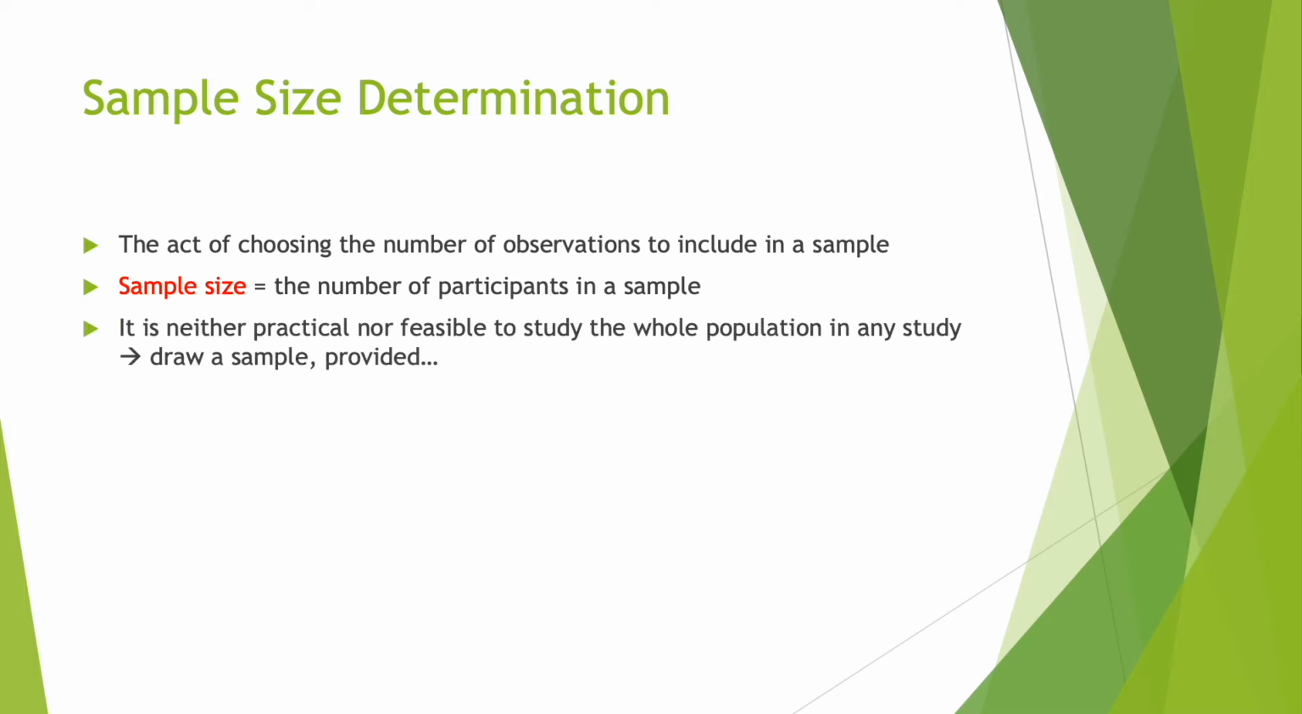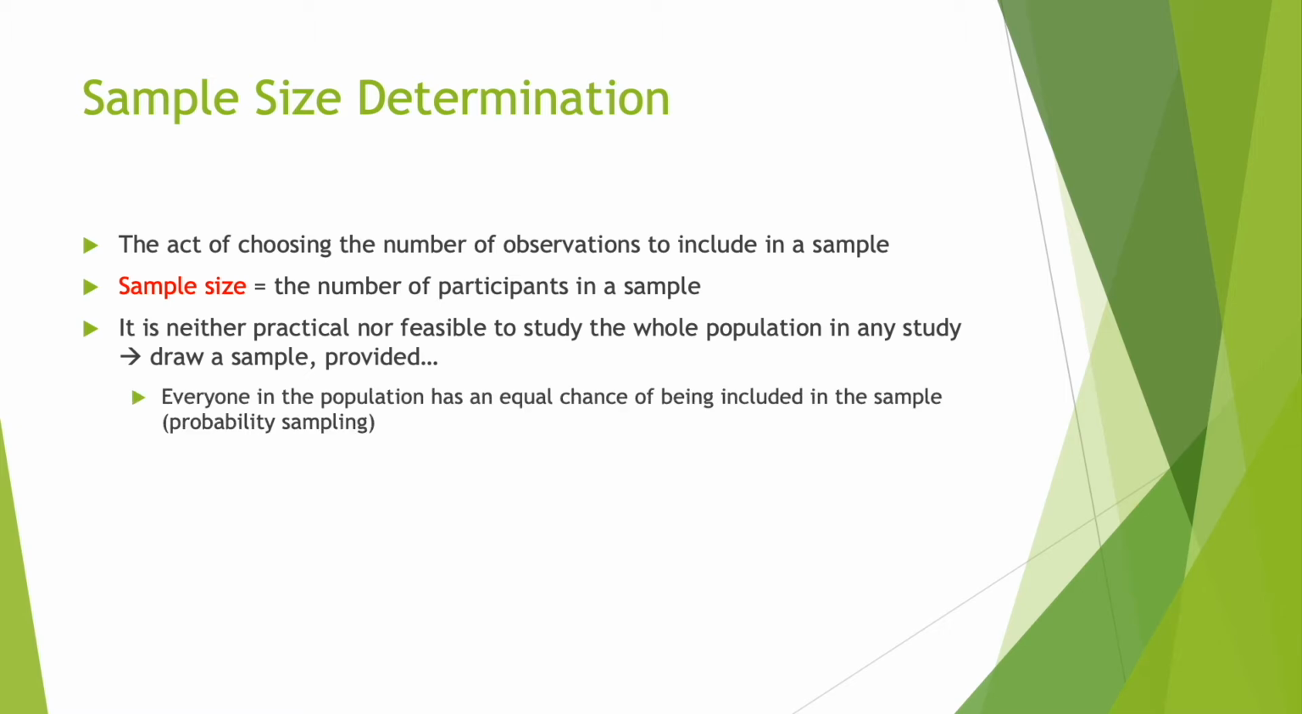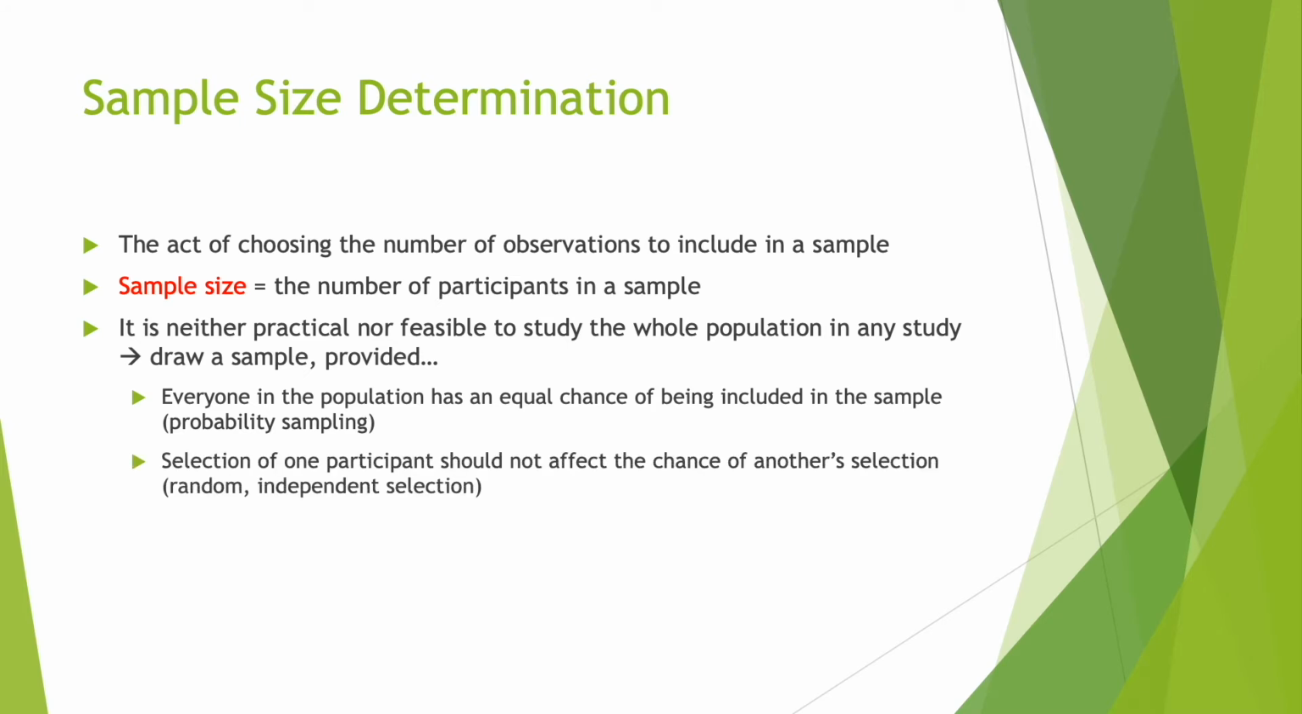Of course, we are not expected to measure the entire population of interest for obvious reasons of practicality and feasibility. Instead, we can draw a sample from that population, provided everyone in that population has an equal chance of being included in the study. The selection of one participant should not affect the chance of another selection, which means that the selection was made randomly and independently. And the sample that was drawn has to be representative of the population of interest.